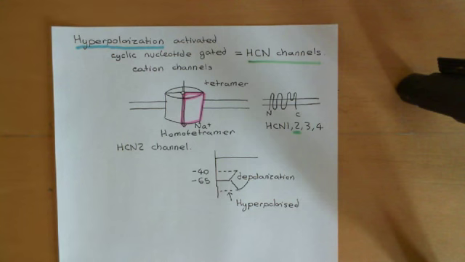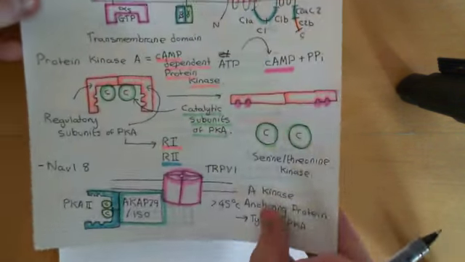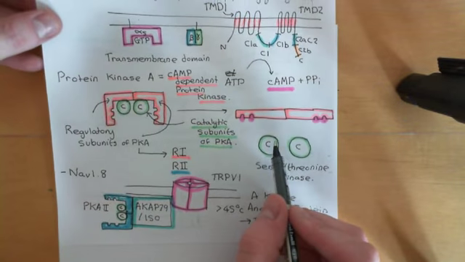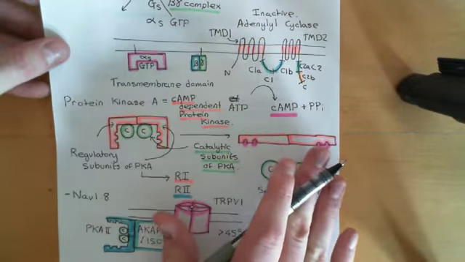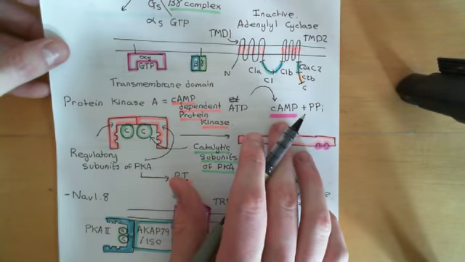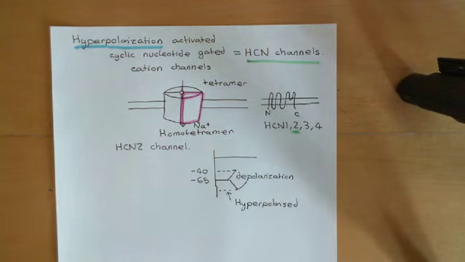Okay, so not protein kinase A. This action of prostaglandin E2 isn't dependent on protein kinase A. This is an effect of the cyclic AMP directly. So forget protein kinase A. It's cyclic AMP that's going to be important in affecting these things.